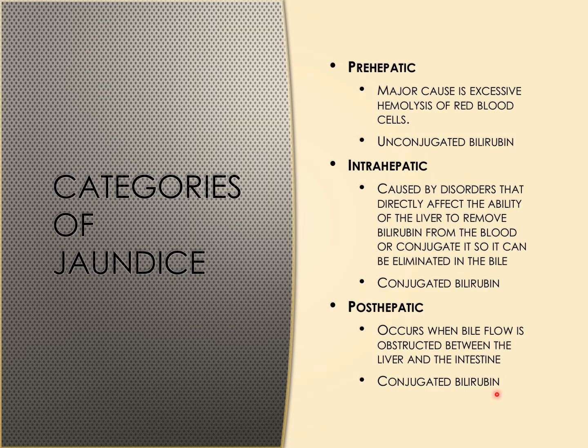And the final cause of jaundice is posthepatic, and this occurs when that bile flow is obstructed between the liver and the intestine. So in posthepatic cases, conjugated bilirubin levels usually are elevated. The stools end up being this pale clay color because of the lack of bilirubin in the bile. And the urine is dark as bilirubin spills into it. Levels of serum alkaline phosphatase are very elevated, as are levels of aminotransferase in these cases as well.